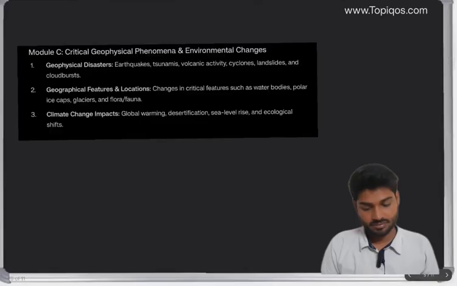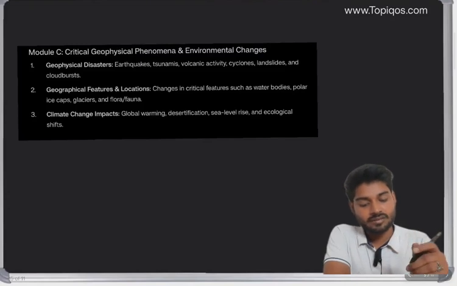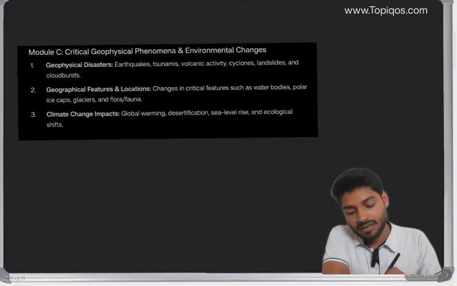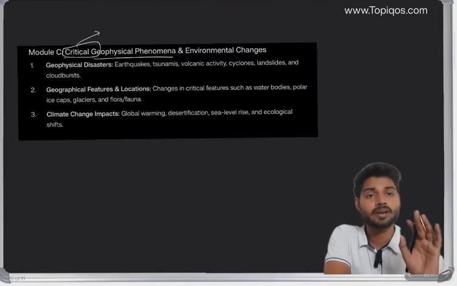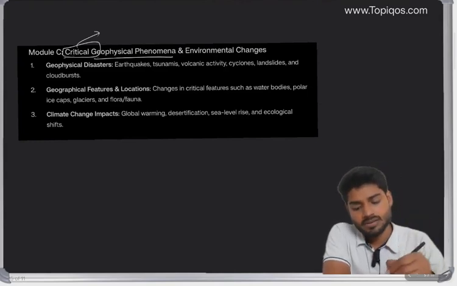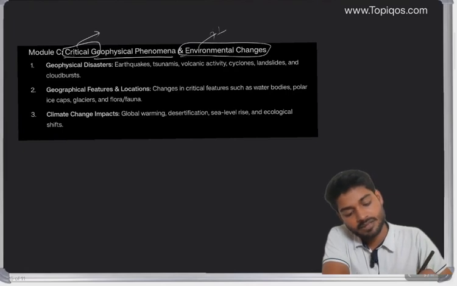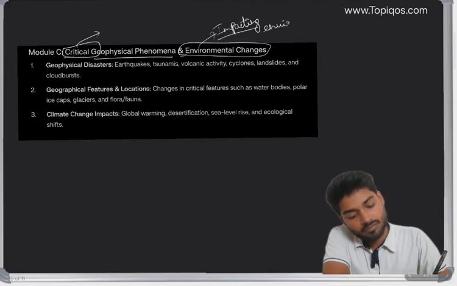Okay, now we are going to study this also, a critical geophysical phenomena and the environmental change. When I say critical, what do you mean by critical? It is in a critical position, like a worse position, on the edge of becoming worse. So critical geophysical phenomena, which are also impacting what? They are also impacting environmental changes, basically impacting the environment also.